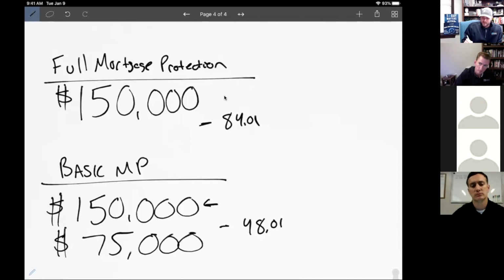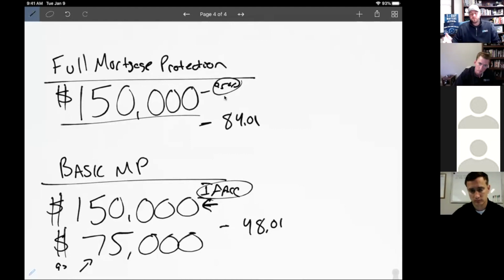Now, with the basic, this is accidental. So that has nothing to do with getting sick. This one, you would have 95% of 75,000, and then this one you would have up to 95% of the full mortgage if you were to get diagnosed with something. Does that make sense? They say yes.